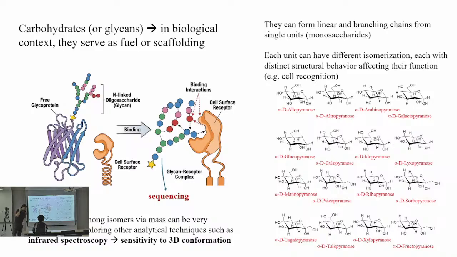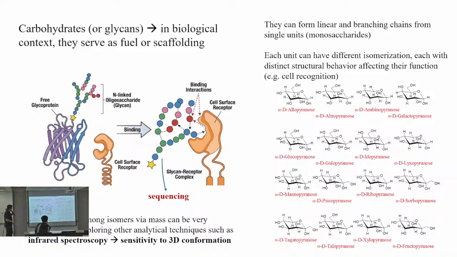Now, analytically, this is hard to determine only by using mass, right? So if you run mass spectrometry, for example, you would see that these different isomers have the same mass. So mass is out of the picture if we want to distinguish them. And so that means that we should look into other ways to distinguish them.